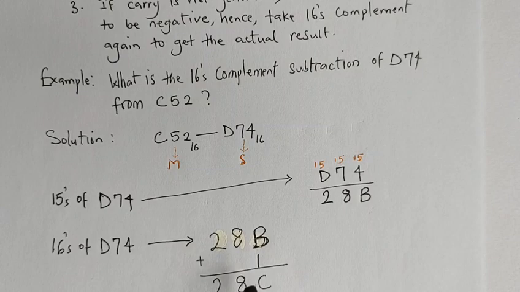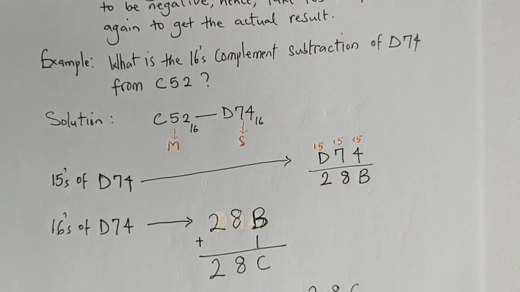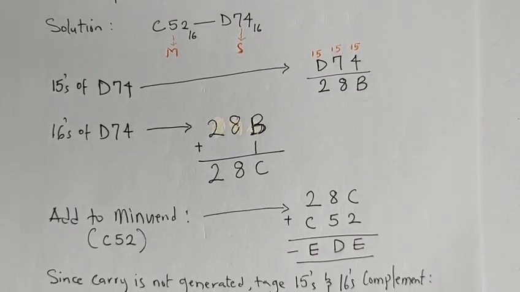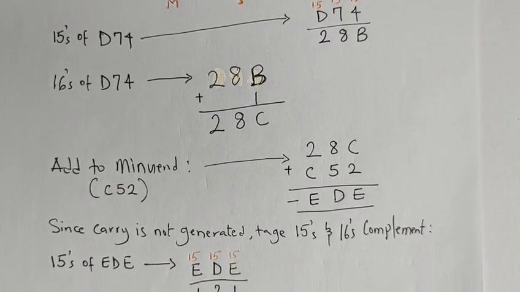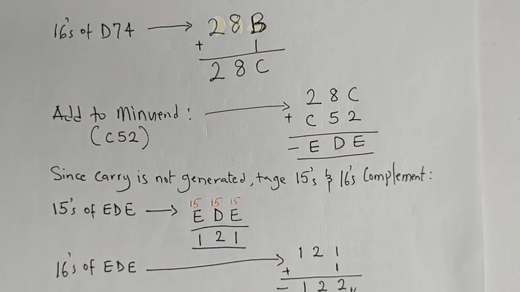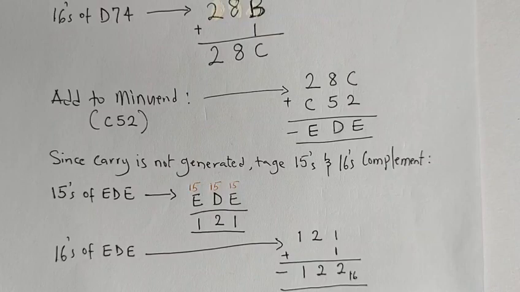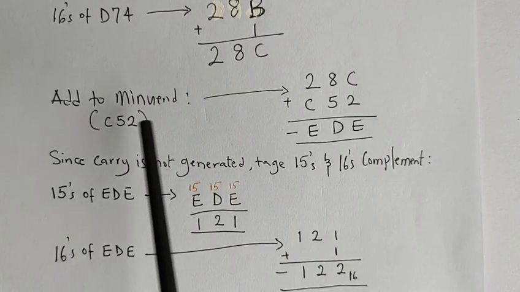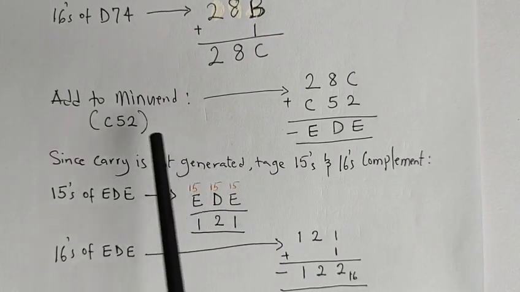Now 8 plus 0 is 8. 2 plus 0 is 2. So in this case, we've obtained the 16th complement of D74. Now once we have obtained this, the next thing we need to do is to add the result to the minuend. Alright, so let's add the result to the minuend.